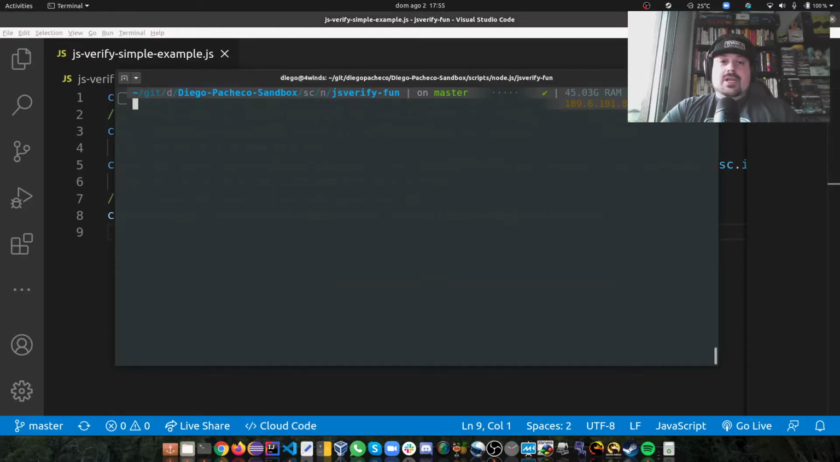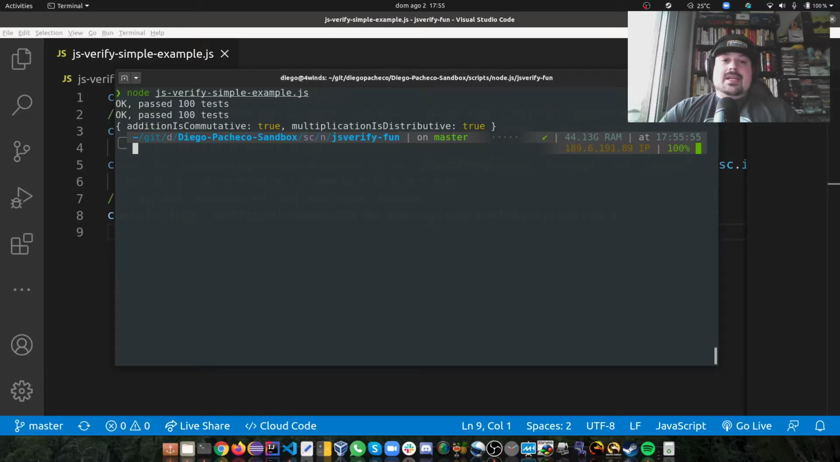So if I go here and run this with Node.js, you're gonna see that actually 100 tests were generated for the addition function, and another 100 tests were generated for the multiplication test. So that's pretty cool. We definitely can write better tests without much more effort. So that's a very interesting idea you guys should be exploring.